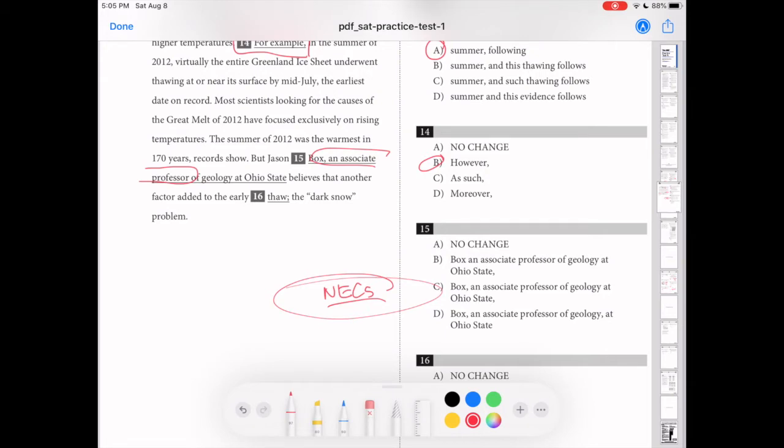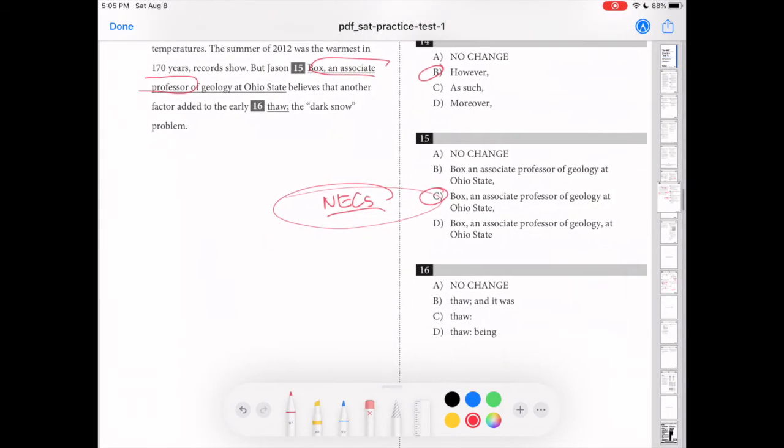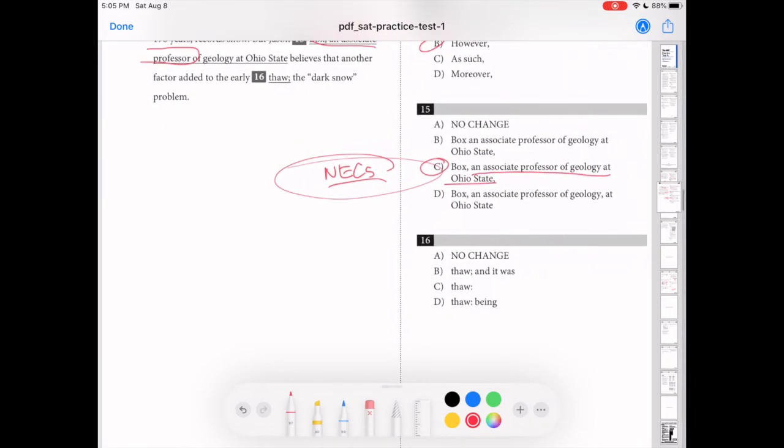Sorry, Jason. NECs can always be delineated using commas. Simply put commas around the beginning and the end of the NEC after you've identified it. So that makes C the correct answer. The NEC is an associate professor of geology at Ohio State.